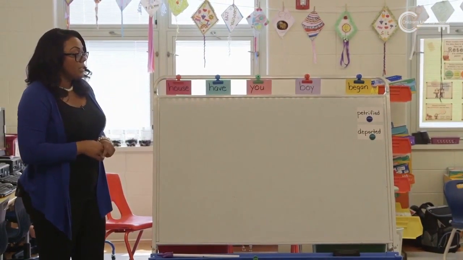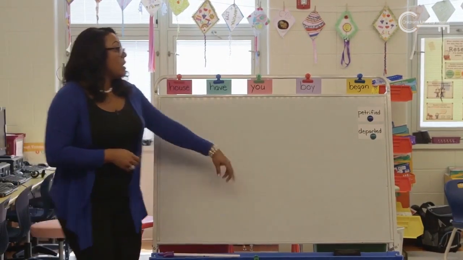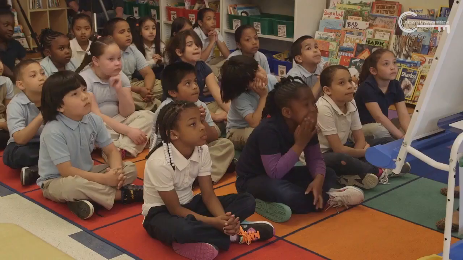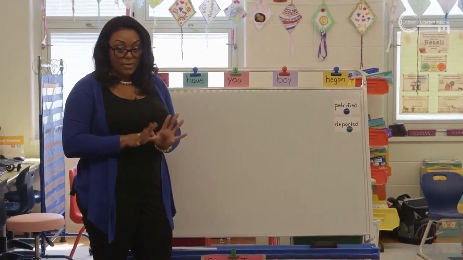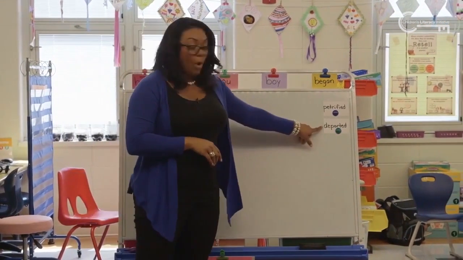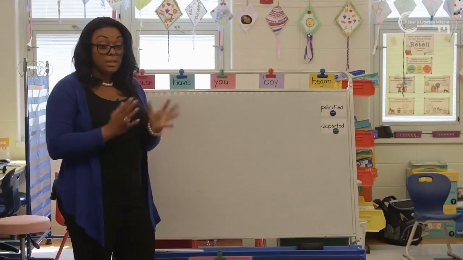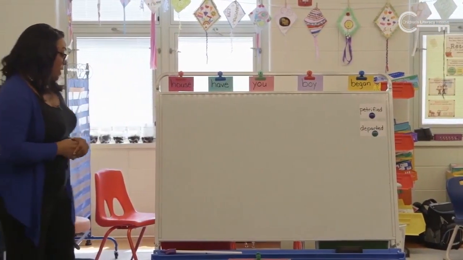Two other words that you're going to see in our message that you might not know what they mean or what they say are right here. The first one is petrified. Can everybody say that word for me? Petrified. Petrified means to be scared of something. Scared, okay? Another word is departed. Can you say that for me? Departed. Okay, departed means to leave, okay? All right, so look for those words in our message.